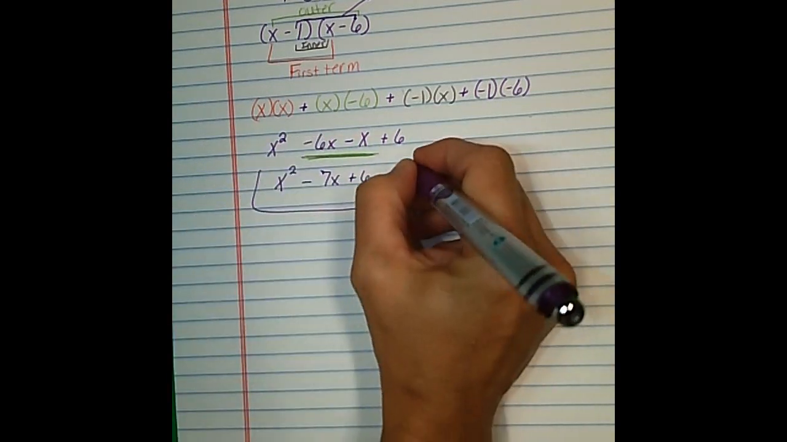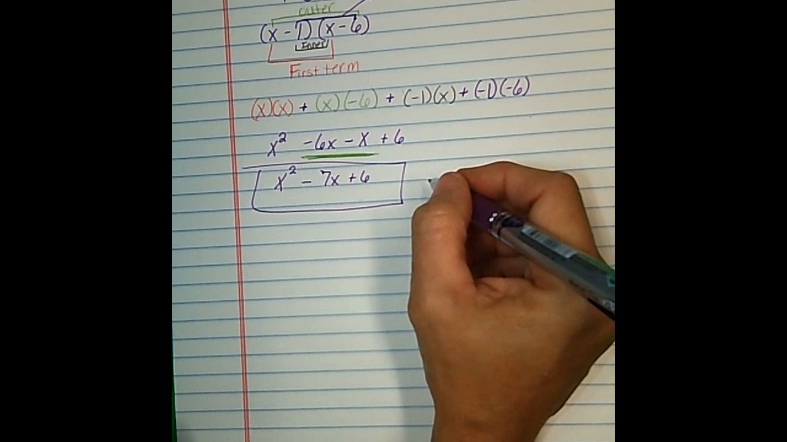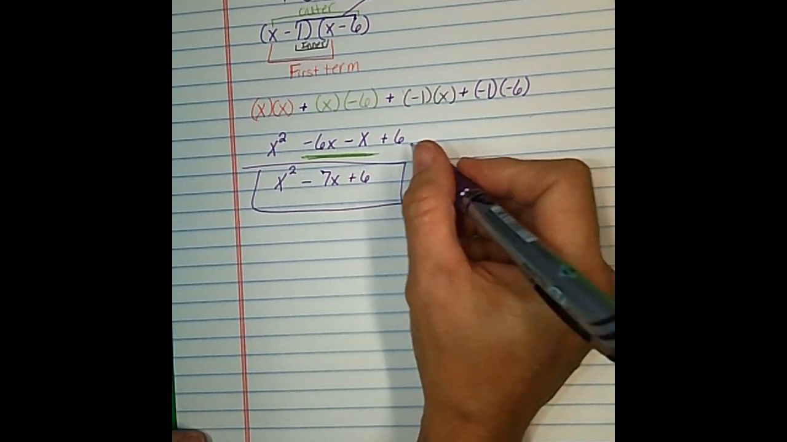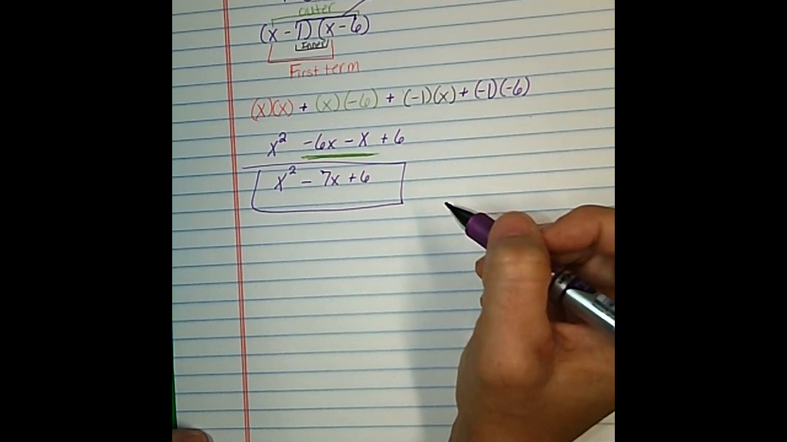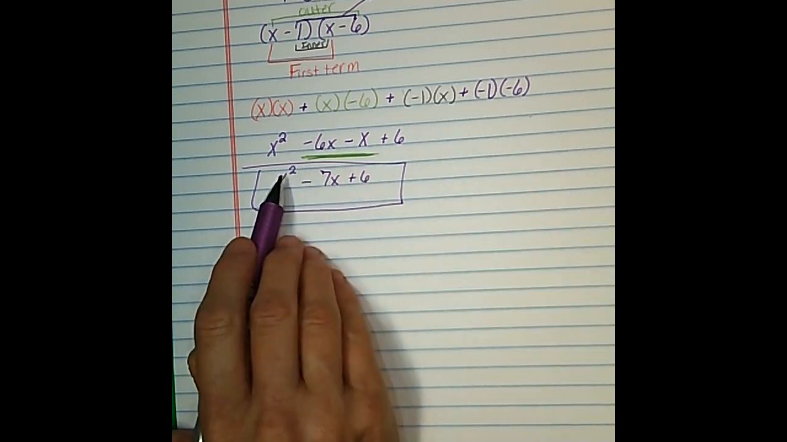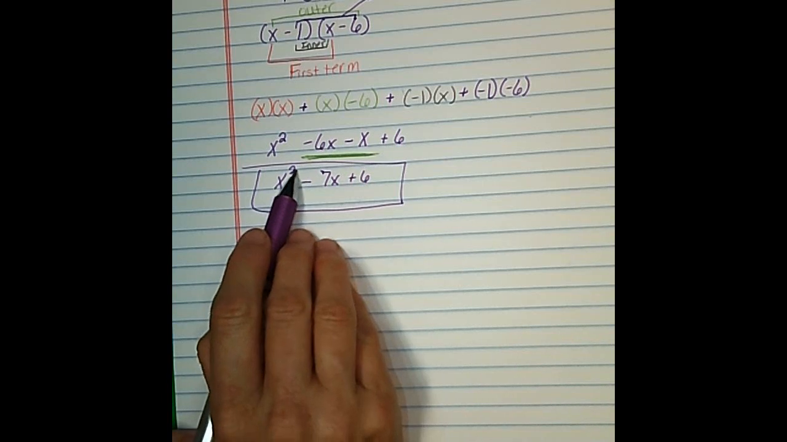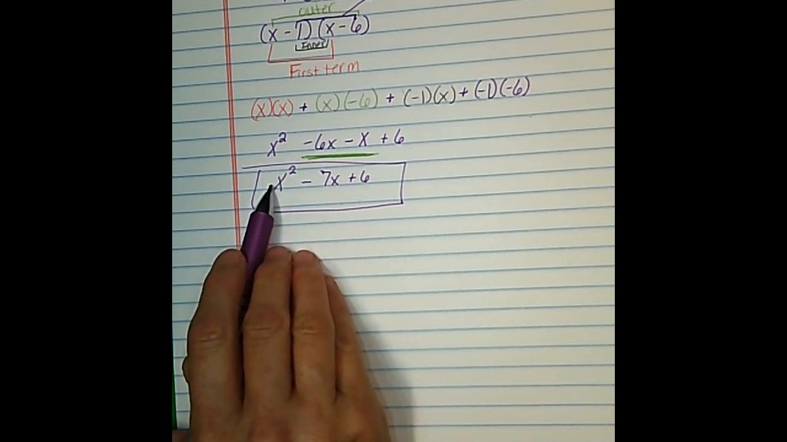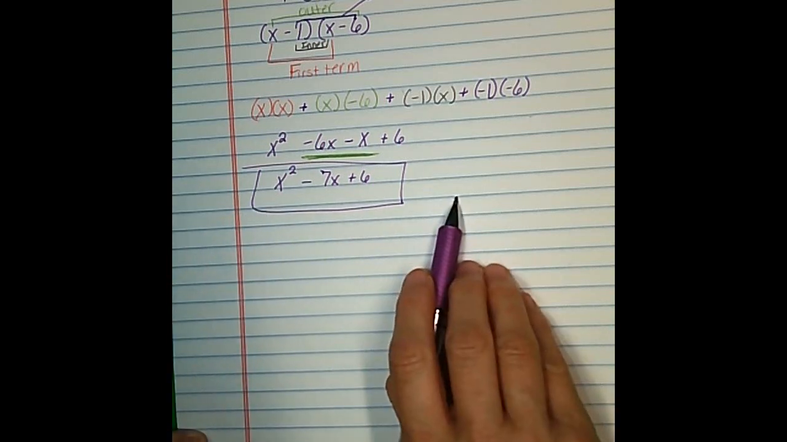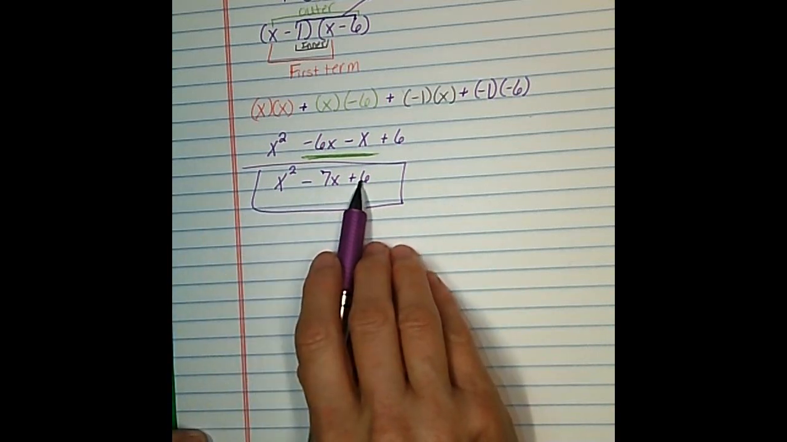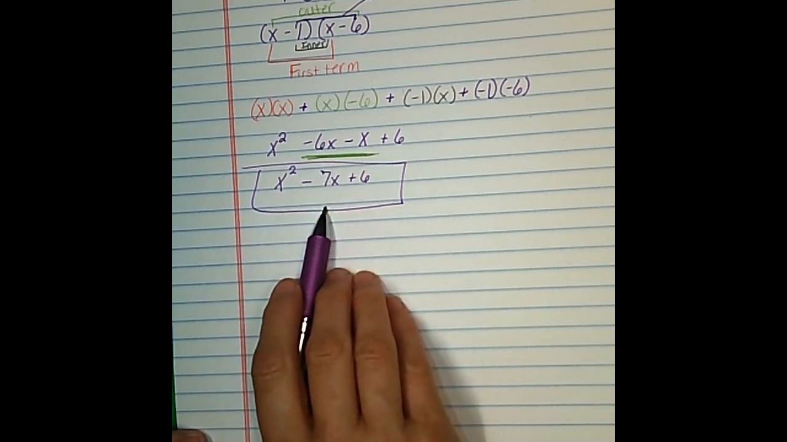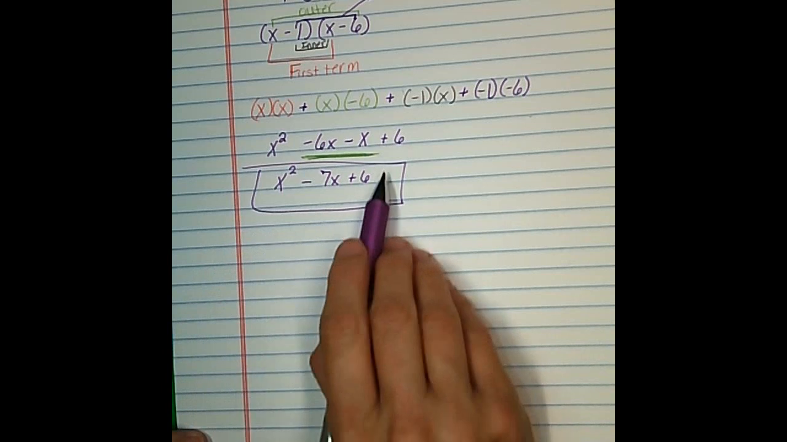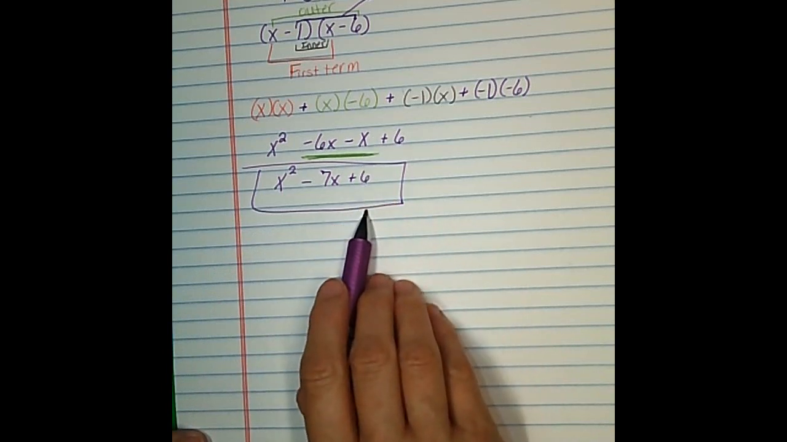This is written in the most simplified format, right? Everything's combined that can be combined. It's in descending order. And if I was to ask you what's the leading degree, you could say 2 because that is the highest power. If I ask you what's the leading coefficient, you'd say 1. If I ask you what are all the coefficients, you'd say 1, negative 7, 6. If I ask you what are the variable terms, x squared and negative 7x. If I ask you what's the constant term, you'd say 6. And this is complete.